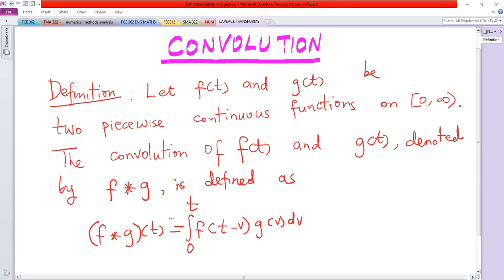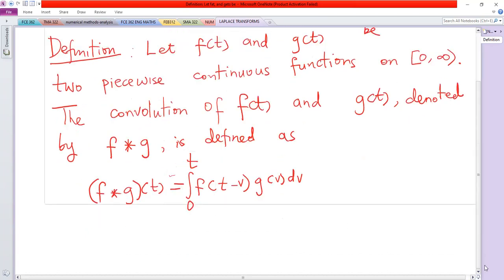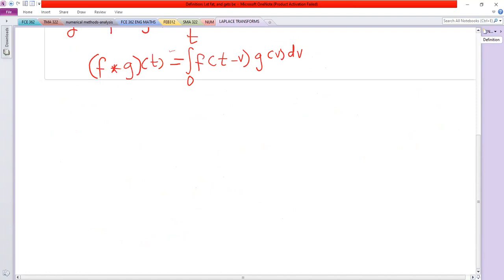So for two piecewise continuous functions on the interval 0 to infinity, the convolution of f and g, denoted by f star g, is defined by f star g equals the integral from 0 to t of f of t minus v times g of v dv. So let's state some properties of convolution and then state a theorem.